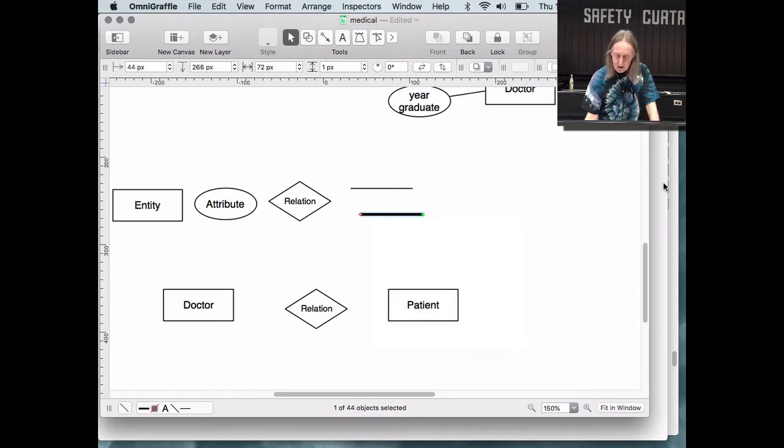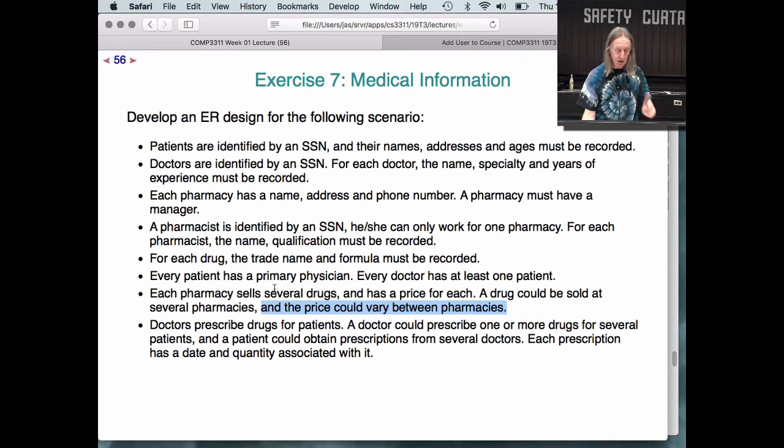Okay, so let's go and have a look at the relationship between doctors and patients. Every patient has a primary physician. Every doctor has at least one patient. So these we've got to capture. Now there's actually two relationships there. There's the relationship is primary physician, and there's the relationship that a doctor sees a particular patient. So we'll need to capture both of those relationships.